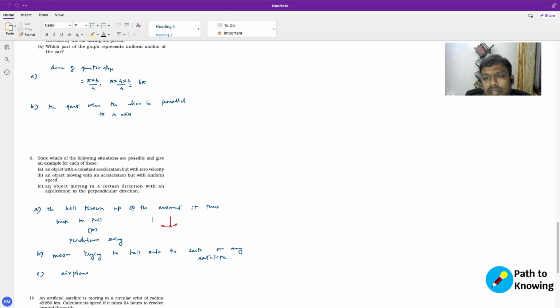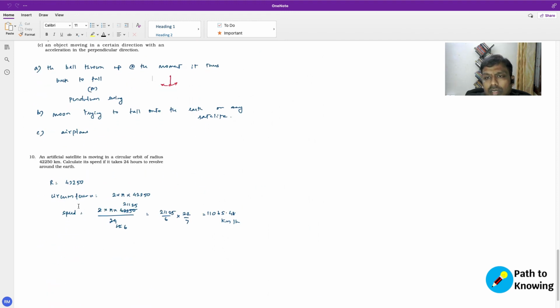An object moving in a certain direction with an acceleration that is perpendicular to it. I think a classic example here is an airplane. An airplane typically moves over the Earth. Think of the Earth's surface as parallel. The airplane moves parallel to the Earth, but the gravity is always going to be perpendicular. So the acceleration is always going to be perpendicular to the airplane. So that's this example.